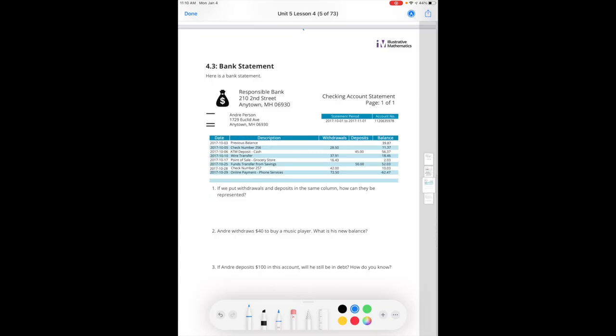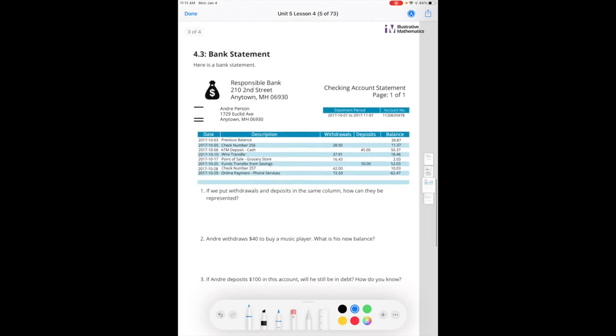4.3 says here's a bank statement. So if you may not have seen one before, this just shows each description of any type of transaction. So starting on October 3rd, this person, Andre's balance was $39.87.